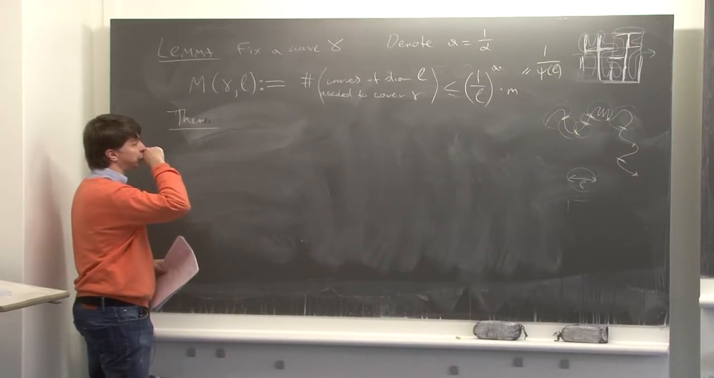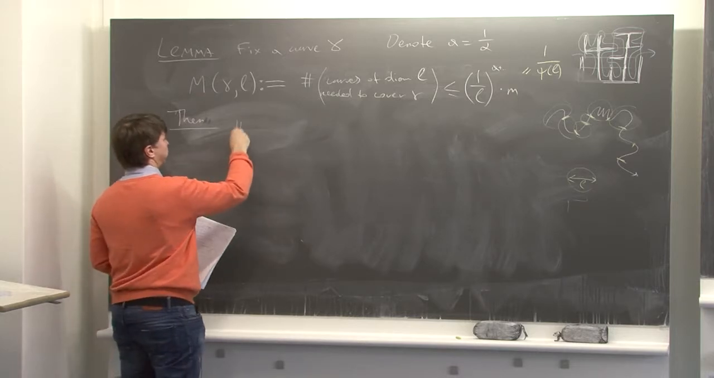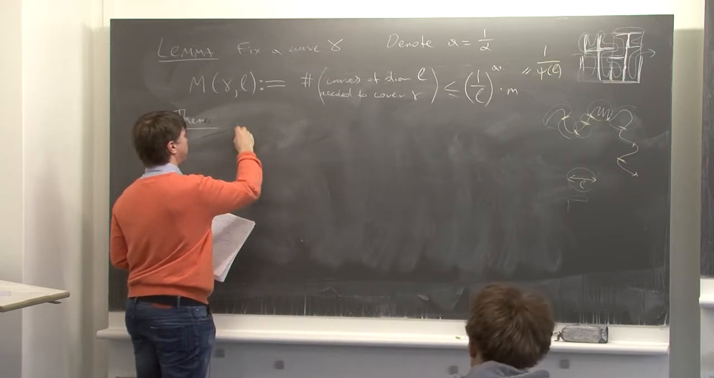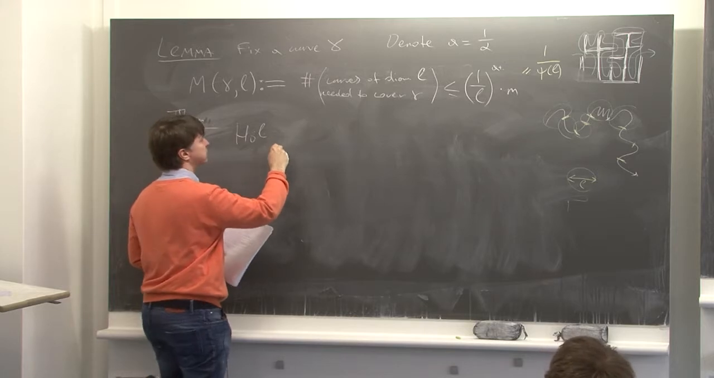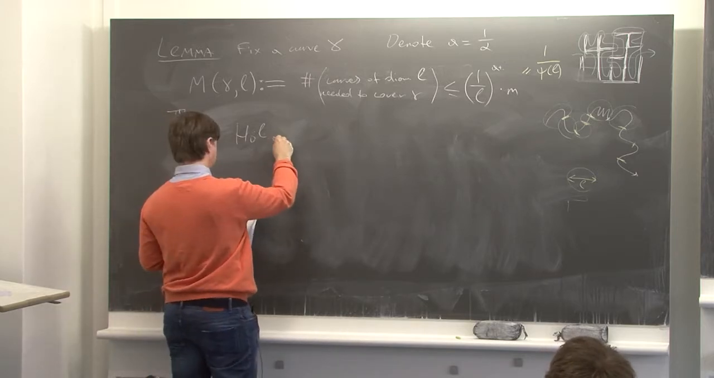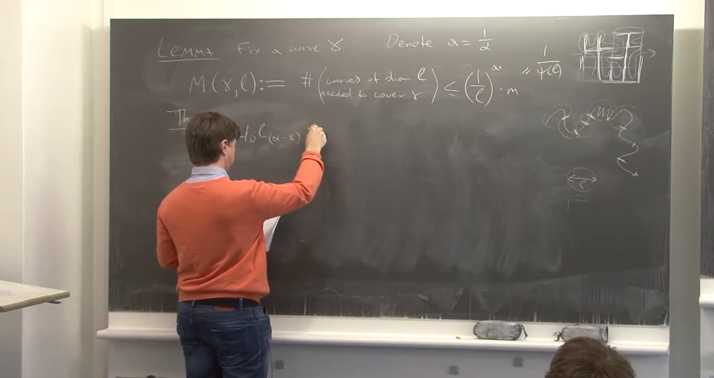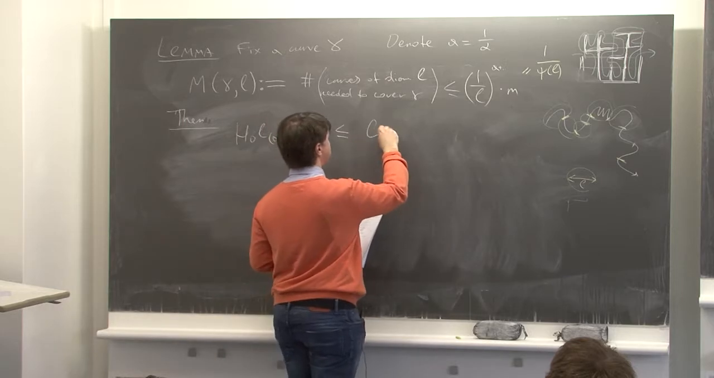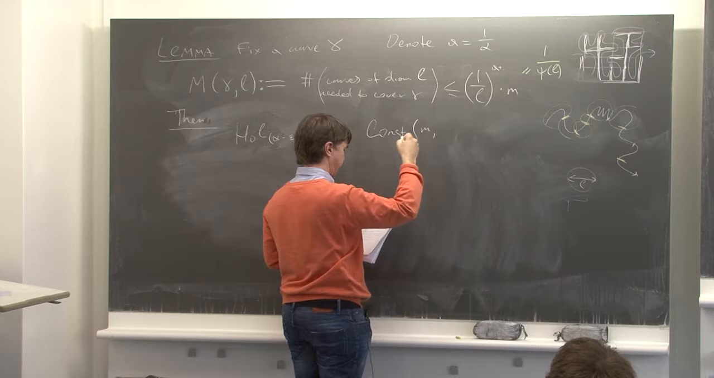Then what we get is that the norm of gamma, so this Hölder norm of gamma, Hölder alpha minus epsilon of gamma, is at most some constant, depending obviously on everything we have here.